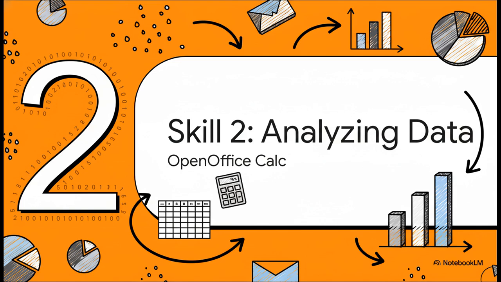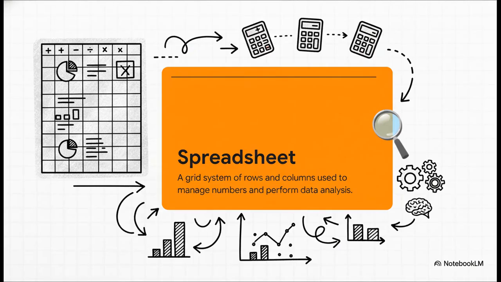Okay, skill number 2. We're switching gears from words to numbers. It's time to learn how to find the stories hidden in data using the spreadsheet tool, OpenOffice Calc. So what is a spreadsheet? Well, it's basically a giant, intelligent grid made of cells. Think of it as a super calculator that doesn't just add numbers up, it organizes them into neat rows and columns. This layout is what lets you do complex calculations and, more importantly, start seeing patterns in your data.